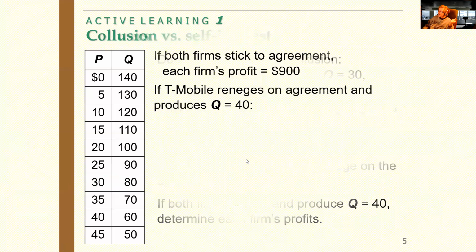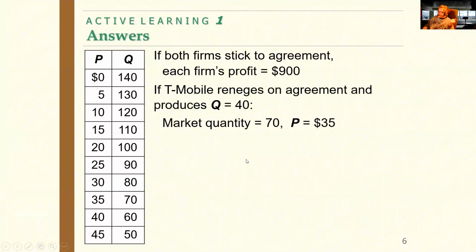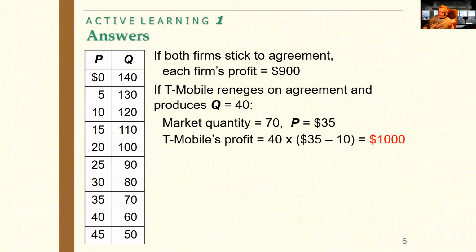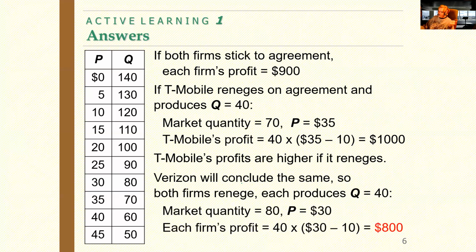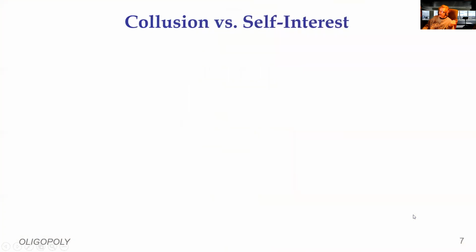Okay. All right, so this just recaps it. Again, T-Mobile's profit goes up by 1,000, so their incentive is to cheat. Verizon will do the same, and so both of them will end up at a much lower profitability than if they had stuck to the original agreement of restricting output.